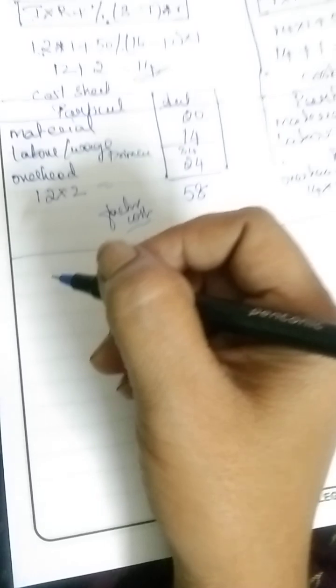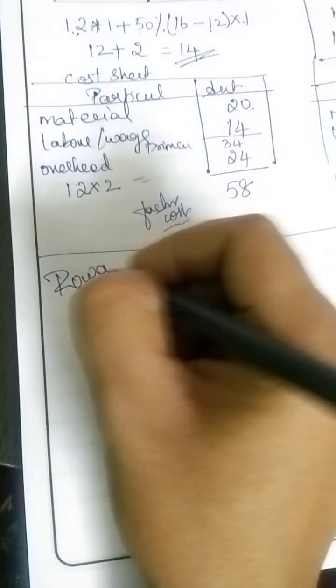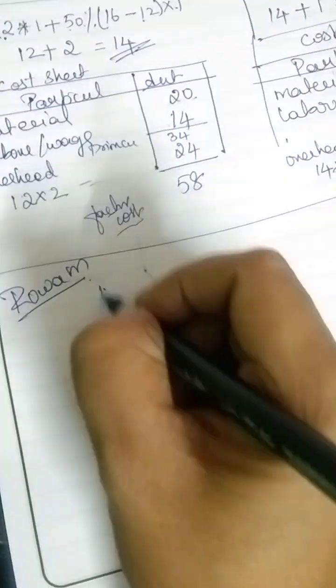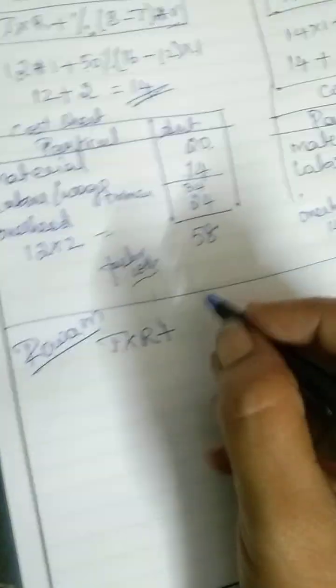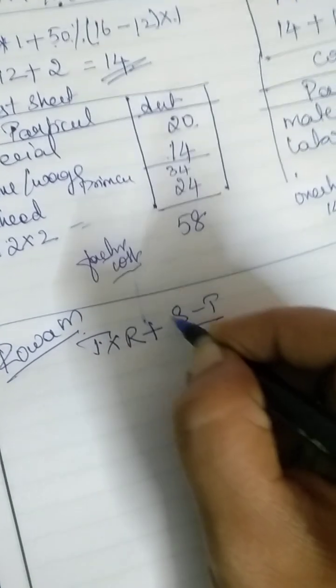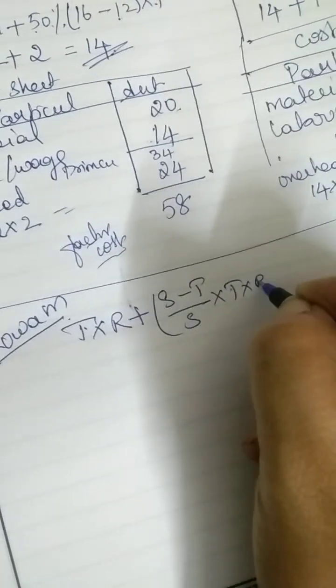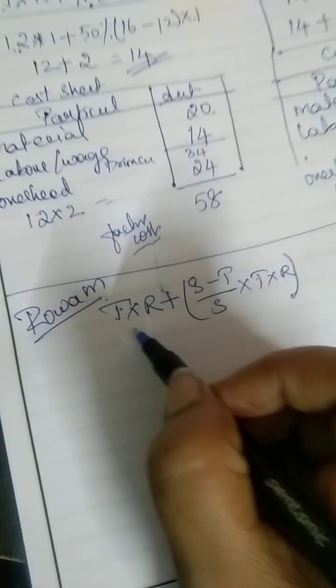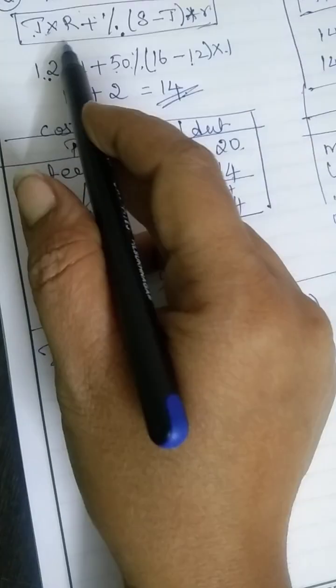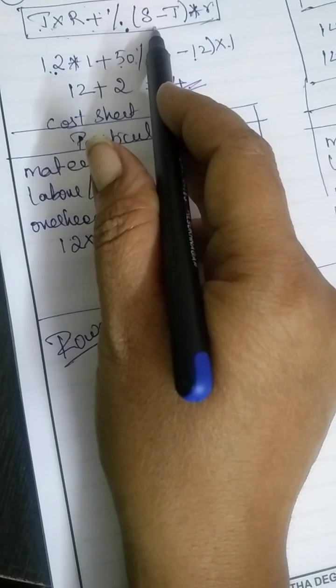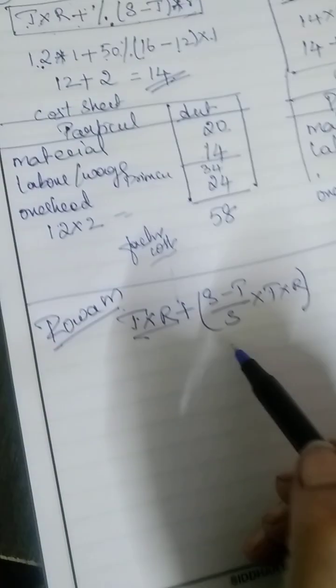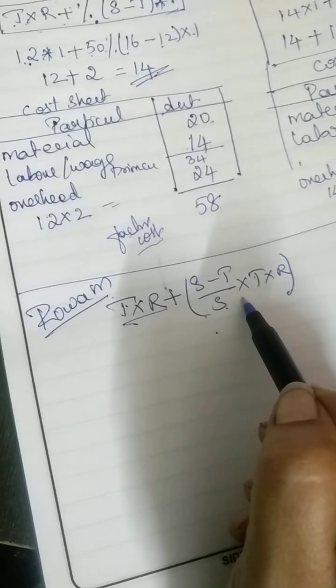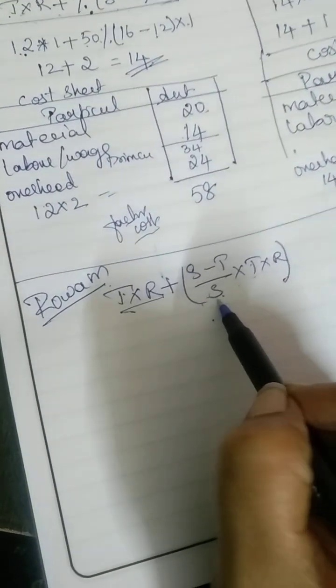Now, though that particular person did not mention Rowan's method to us, I just want to show you Rowan's method also. So Rowan method, how are we going to do it? First, let me tell you the formula, what it is. So Rowan's method formula is equal to T into R plus S minus T by S into T into R. This is the formula. Here if you observe, this part and the part above are going to be the same, but it is a little bit of an extension: S minus T into R, divided by S.